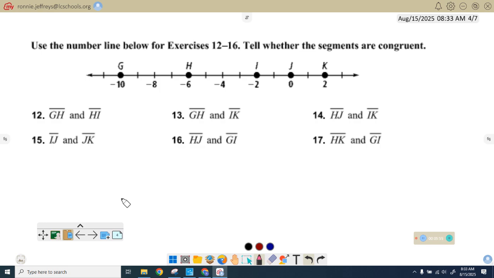Use the number line to tell that they're congruent. Remember, congruent means same size, same shape. So this would also be same length. So from G to H, this is 1, 2, 3, 4, and H to I, 1, 2, 3, 4. All right, so this would be a yes.